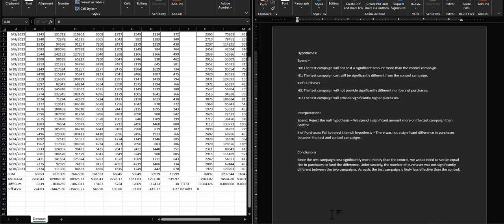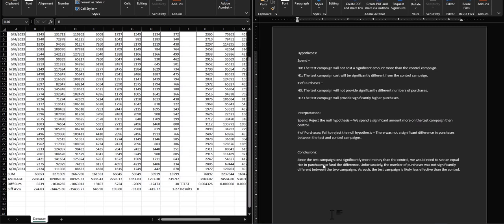Since the test campaign cost significantly more money than the control, we would need to see an equal rise in purchases to fund the difference. Unfortunately, the number of purchases was not significantly different between the 2 campaigns. As such, the test campaign is likely less effective than the control. I'm not making the money back on my advertising. Right? That's just those 2 pieces of information. You have a lot more information here.